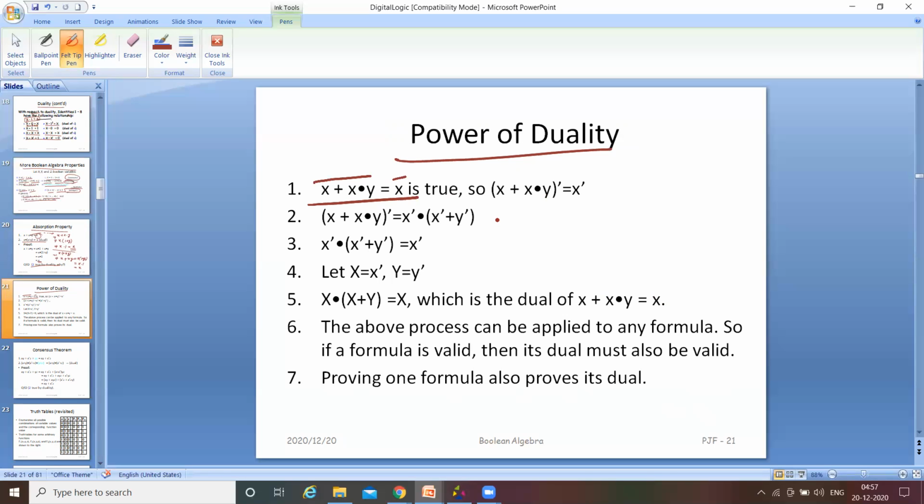x, x bar dot. The duality process can be applied to any formula. So if a formula is valid, then its dual must also be valid. Proving one formula also proves its dual.